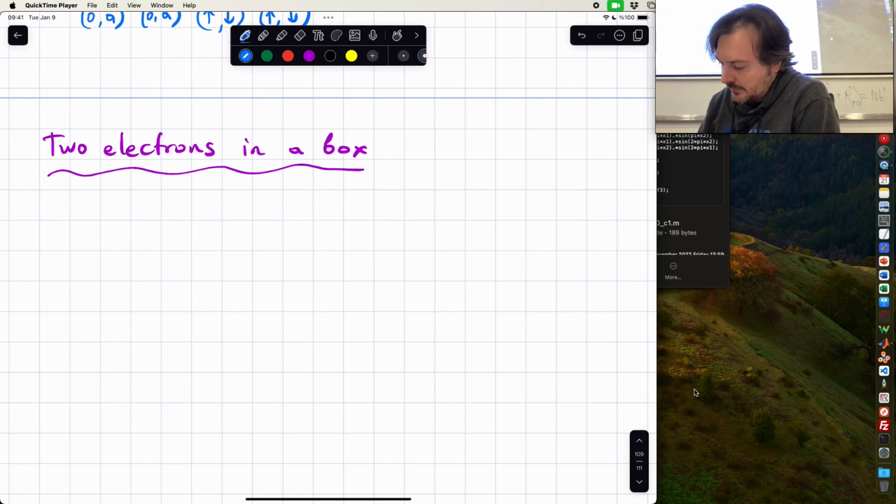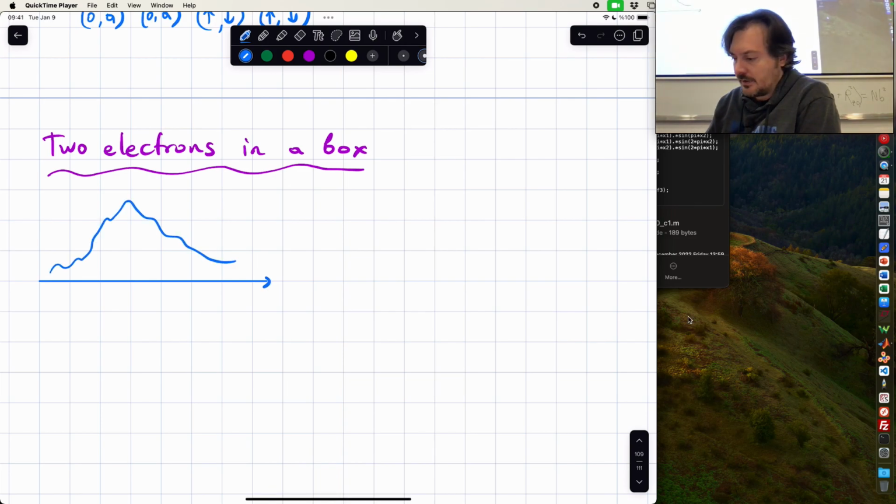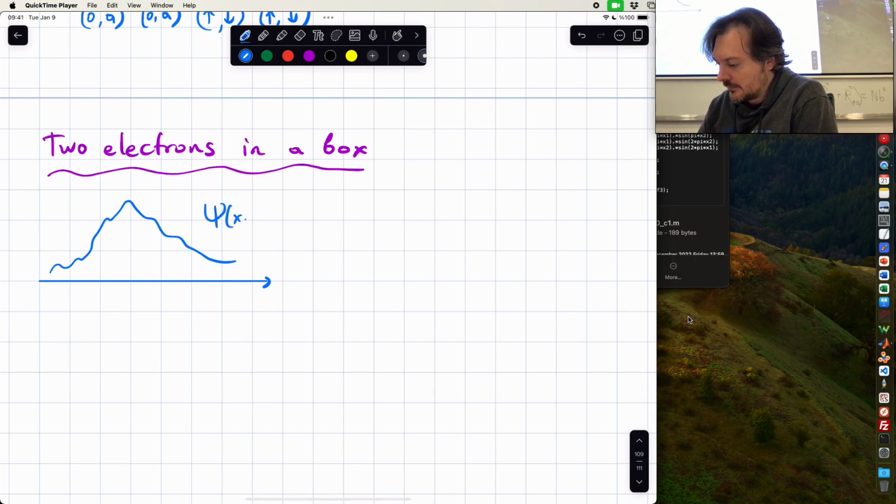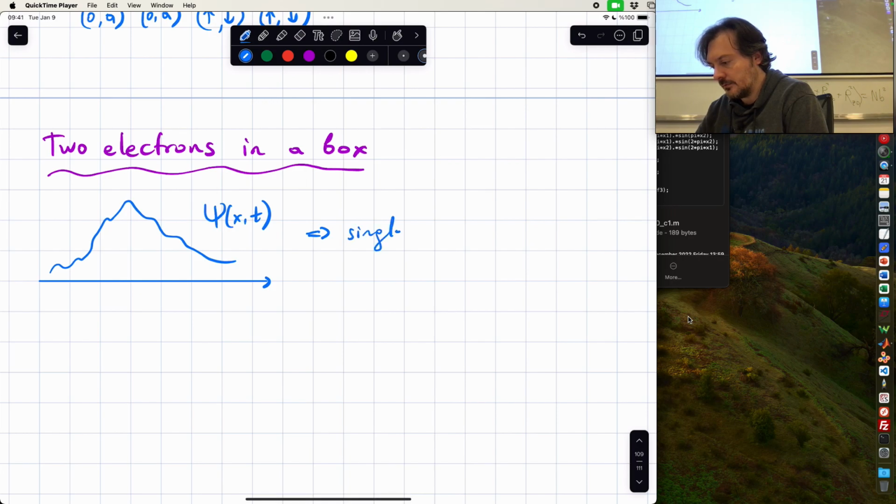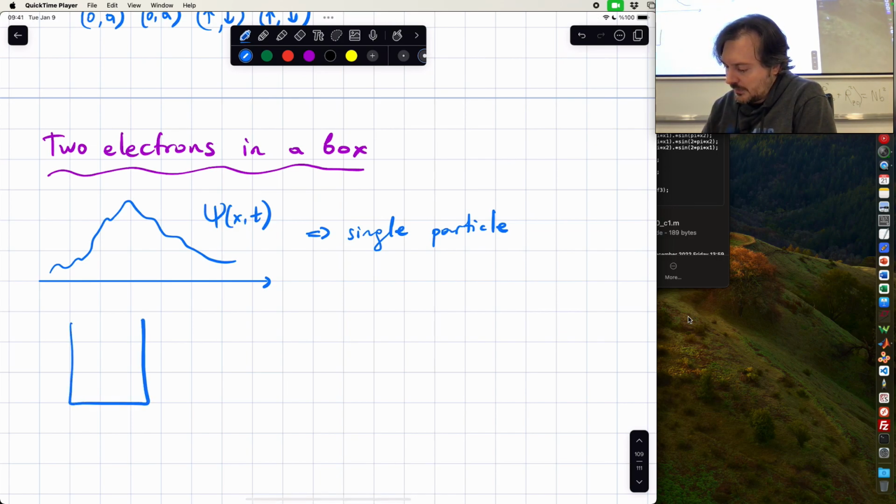The space part. So if I have an electron in a box, we were talking about a wave function like this, right? Single particle. For example, if it's in a box, it would be like this. Or it could be like that, right? So it's one coordinate and we can plot it like this.